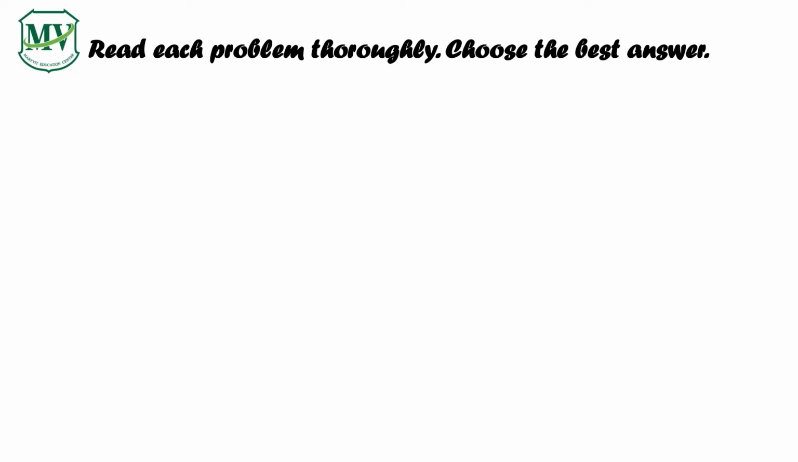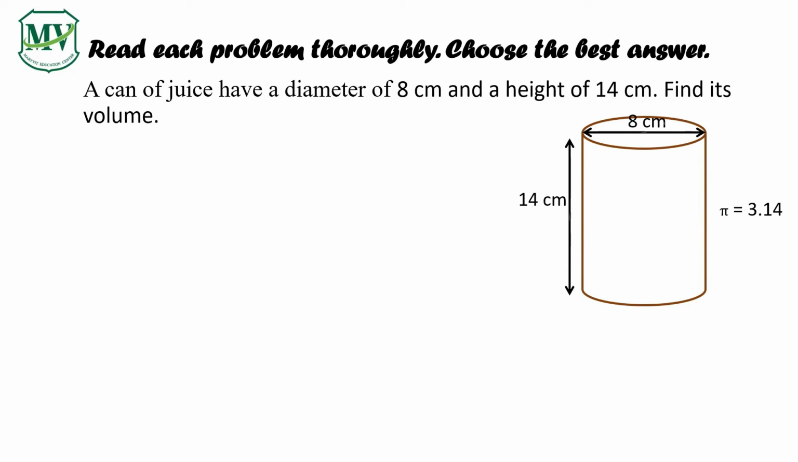Okay, so let's answer another problem. So the problem is, a can of juice has a diameter of 8 cm and a height of 14 cm. Find its volume. So a cylinder has a height of 14 cm and a diameter of 8 cm, and pi is equal to 3.14.